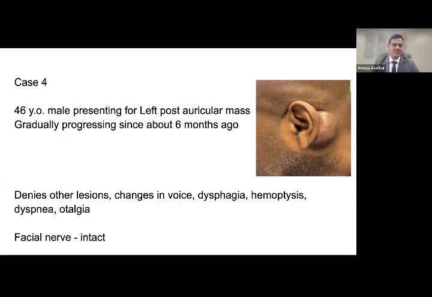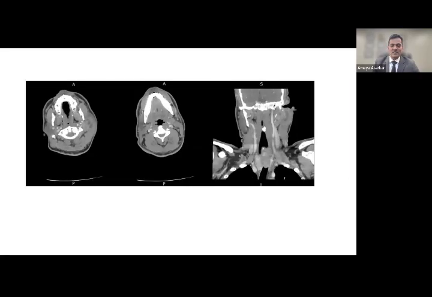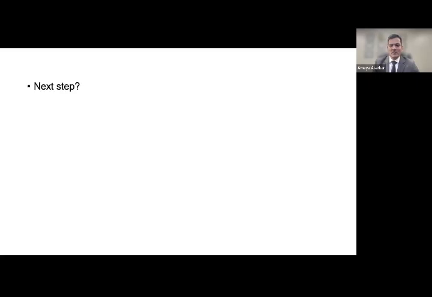This is a 46-year-old male who presented to us with a left post-auricular mass, which was gradually progressing over the past 6 months. He basically had no other complaints, and we can see the clinical picture of that mass. He presented to us with this CT scan with the mass really close to the overlying skin, and the chest CT we got did not show any distant metastasis. So what would the next step be? Dr. Lombardi, how would you proceed?